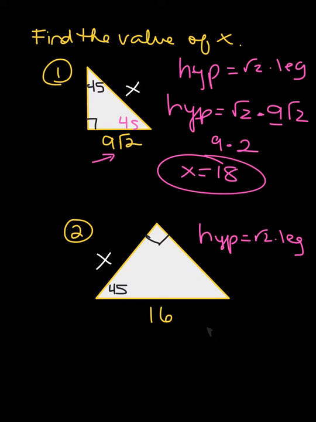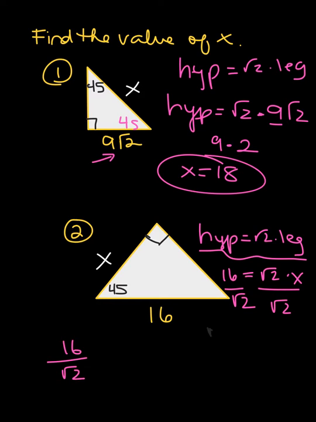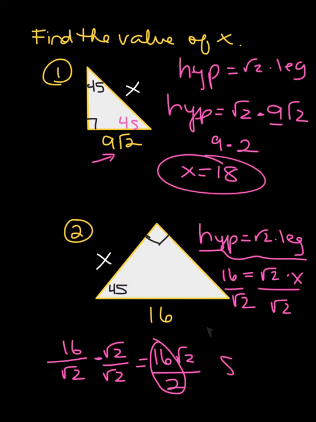Let's look at number 2. Again, we know that the hypotenuse is equal to root 2 times the leg. 16 is my hypotenuse, and x is my missing value, which is my leg. So I have 16 equals root 2 times x. Now I want to get x by itself, so I'm going to divide both sides by root 2. So I have 16 over root 2. Now I know I can't have a radical on the bottom, so I'm going to multiply top and bottom by root 2. So I have 16 root 2, and then root 2 times root 2 gives me 2. Now I know I can simplify what's on the outside there. So that becomes 8 root 2, which is x. So that's the measure of my legs, 8 root 2.